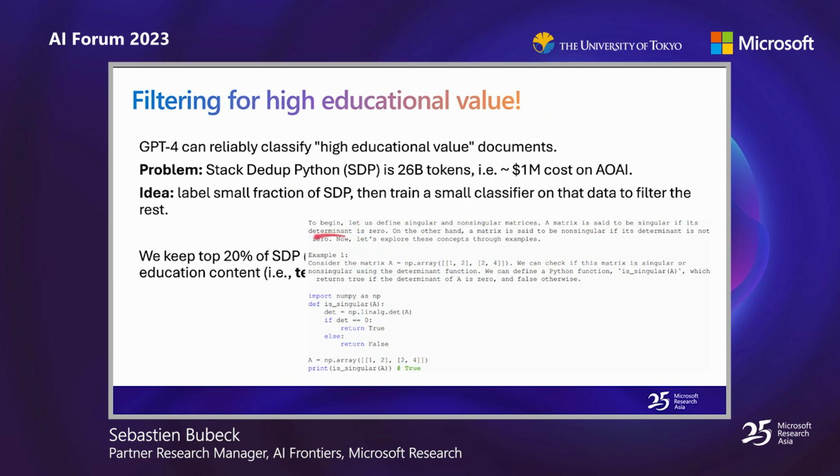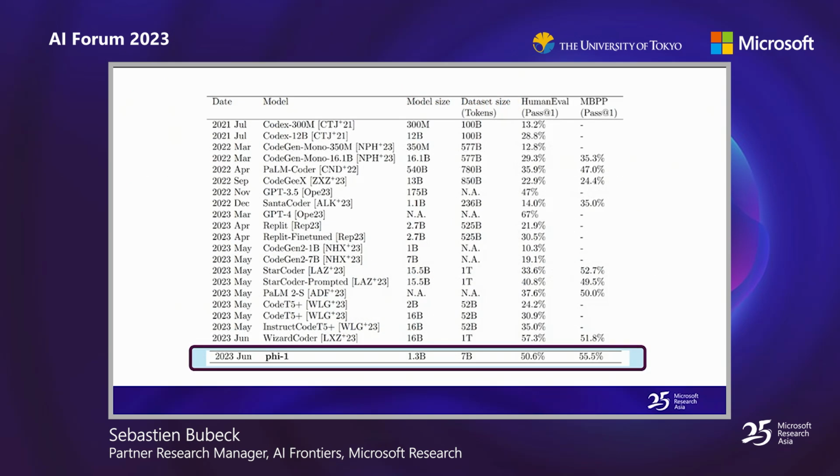There is some NLP to begin: let's just define what a singular matrix is, etc. And then there is a little piece of code that explains how you compute the determinant, how you determine if a matrix is singular or not. The resulting data, we call it code textbook. And now, instead of training on the 1 trillion unfiltered data like anybody else, we would only train on these 7 billion tokens. Let's see what the result looks like.